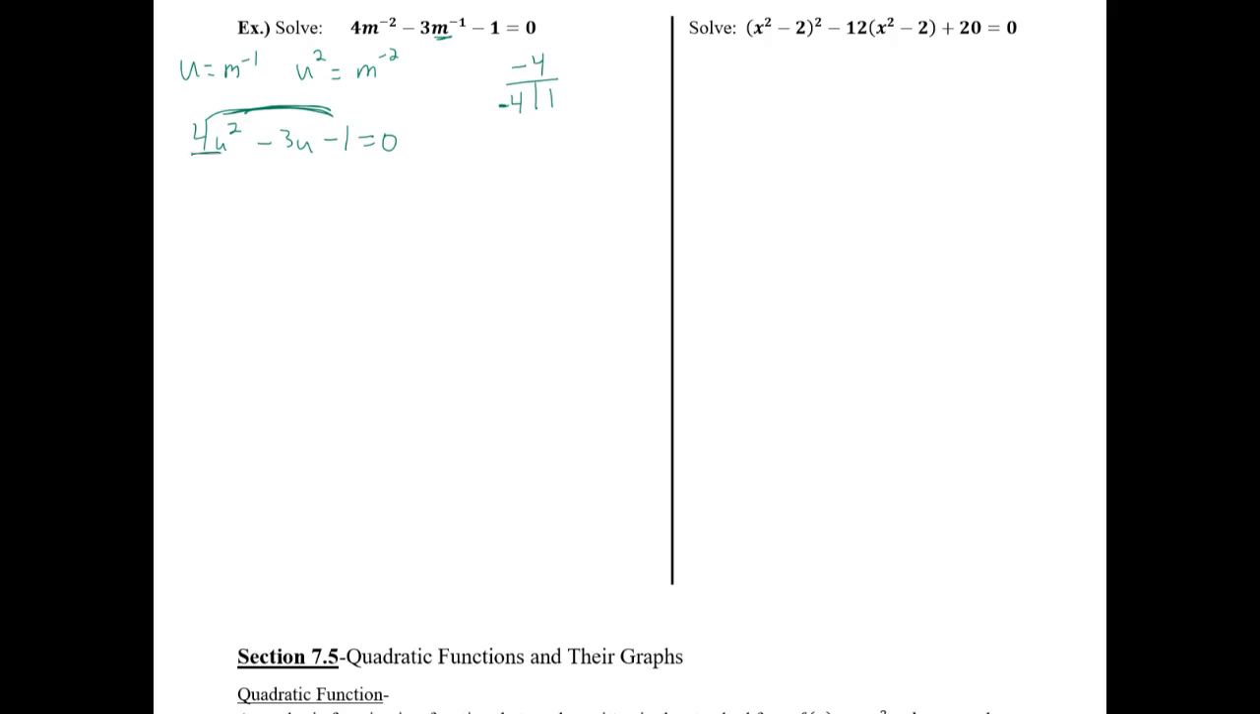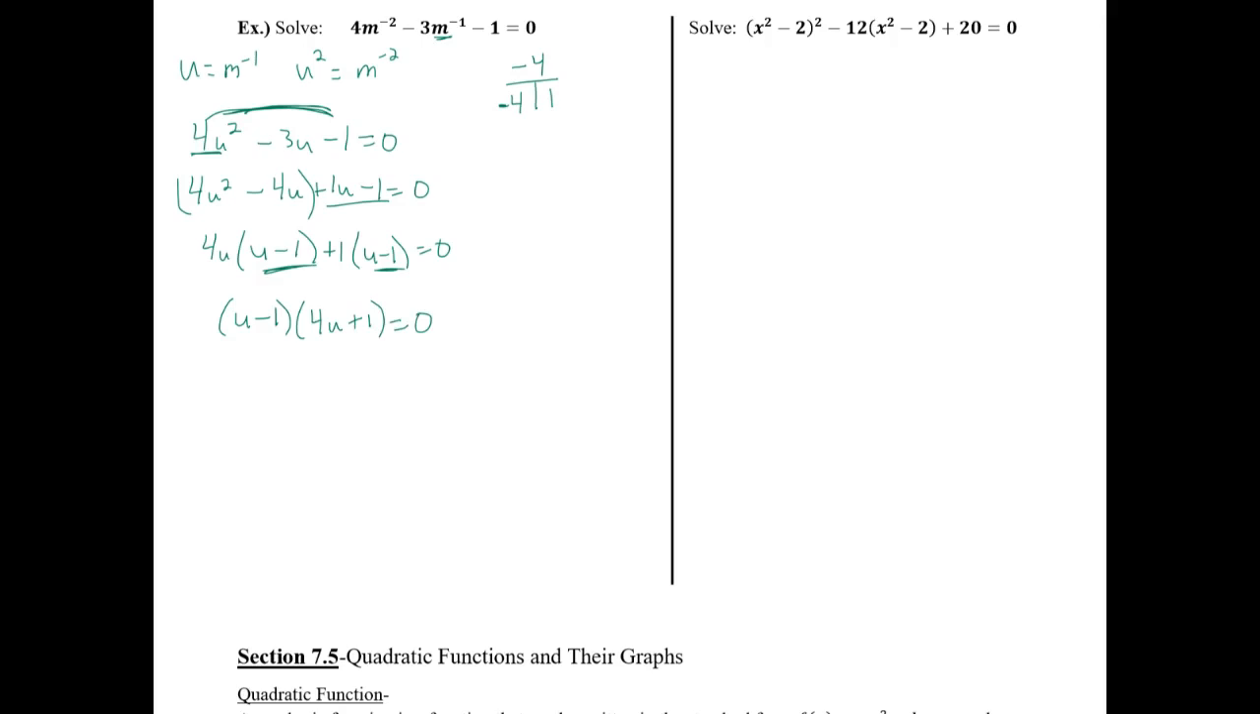Now that leading coefficient is not a 1, so I have to split the middle term using the factors that we found, and then factor by grouping. The first two, I take out the GCF of 4u. When I divide that out, I'm left with u minus 1. And the second two, the GCF is just 1, so I still have u minus 1. If I did that right, these should match, and they do. So I take out that GCF of u minus 1. What's left is 4u plus 1.